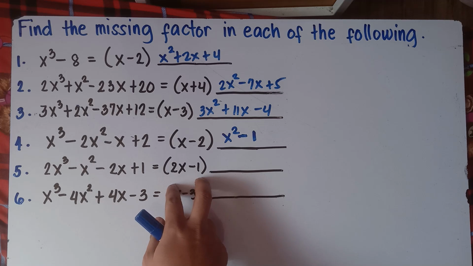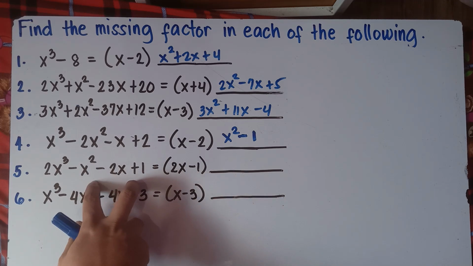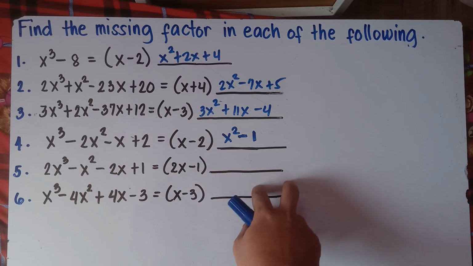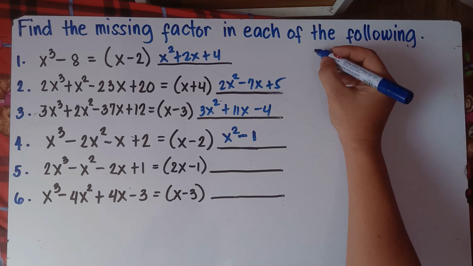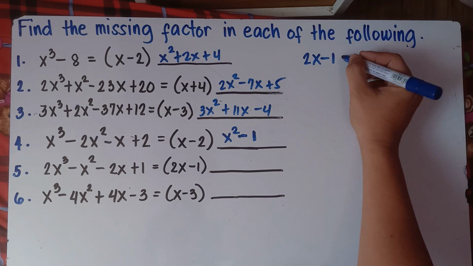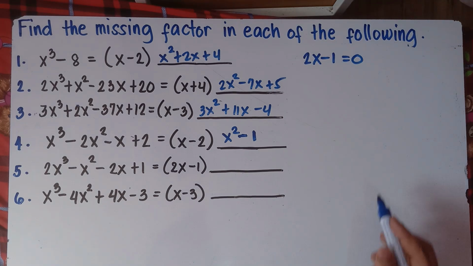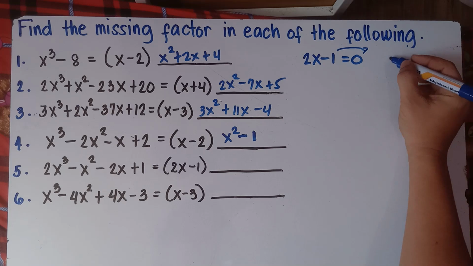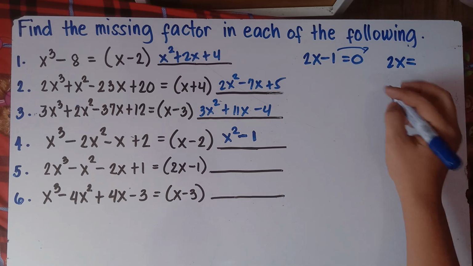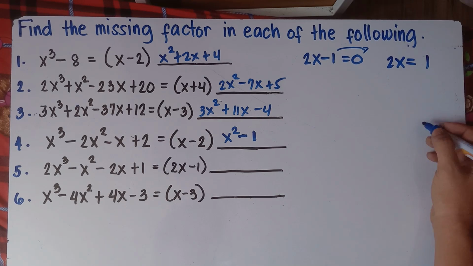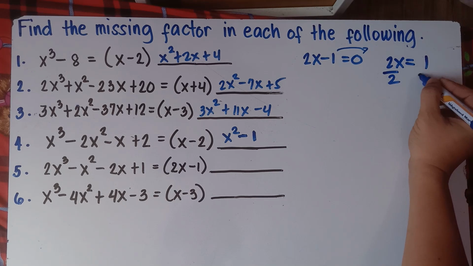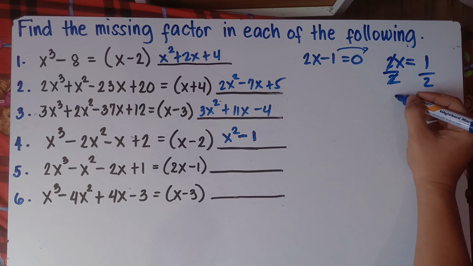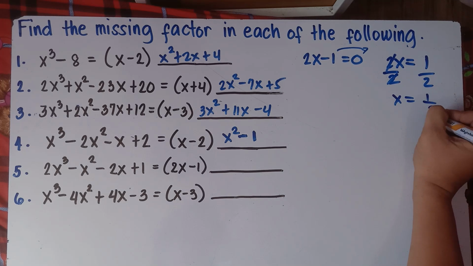You find the factor of this given dividend and given divisor. So you try to find this factor. Once again, you equate this one into 0. This will be 2x minus 1 equals 0. So to get the value of x, you transpose this negative 1 from left to right. So this will be 2x equals positive 1. So divide both sides by 2 to get the value of x. So x equals 1/2.